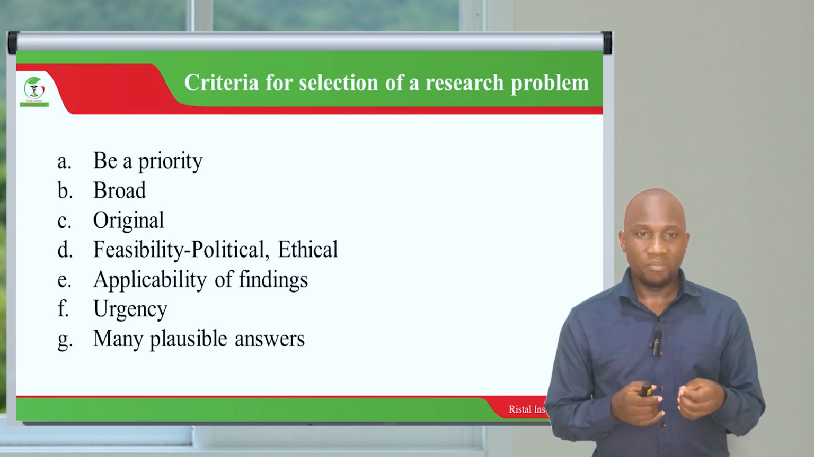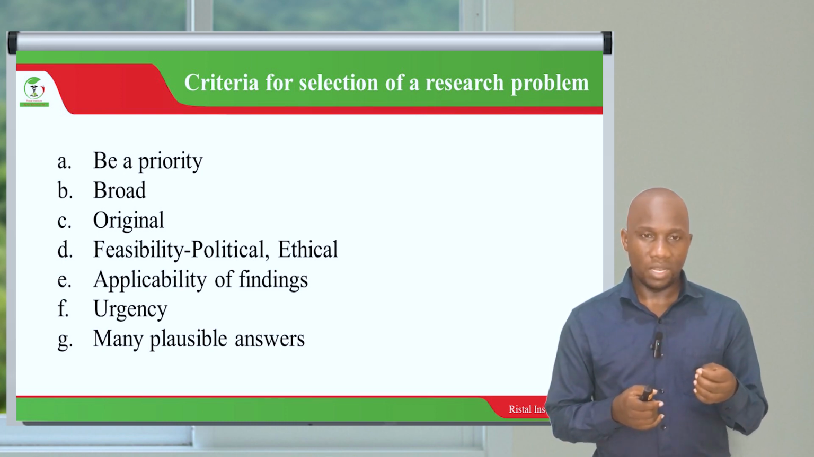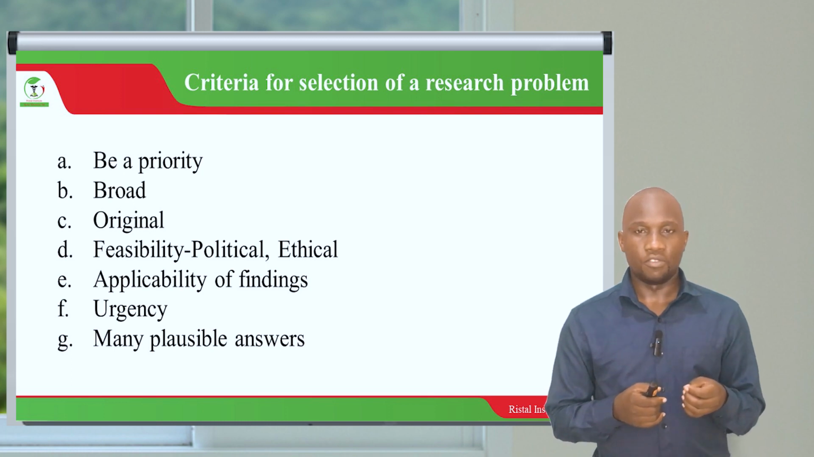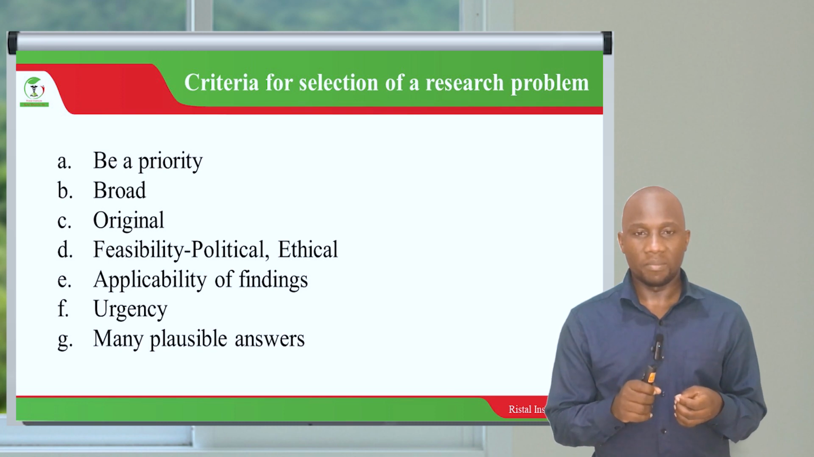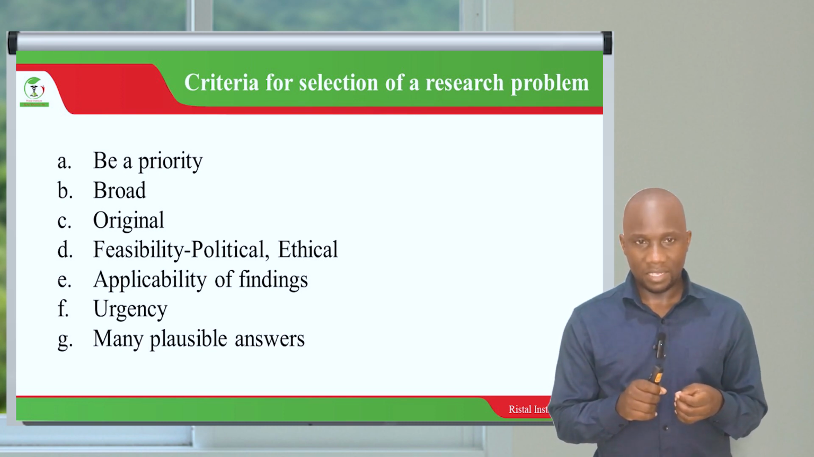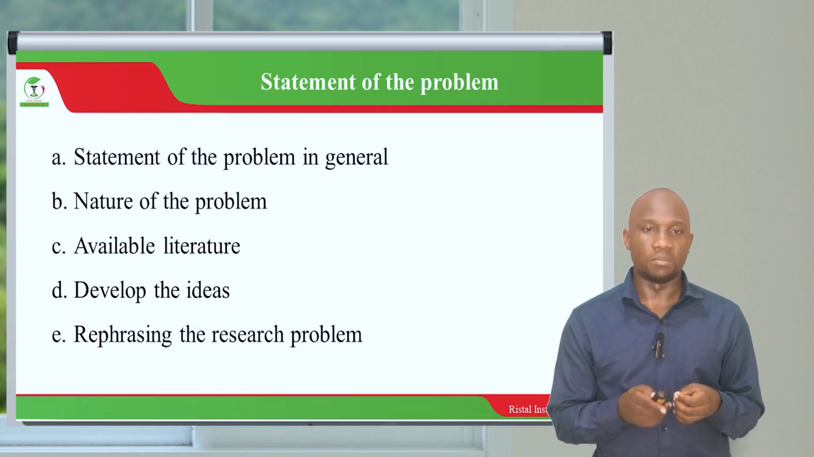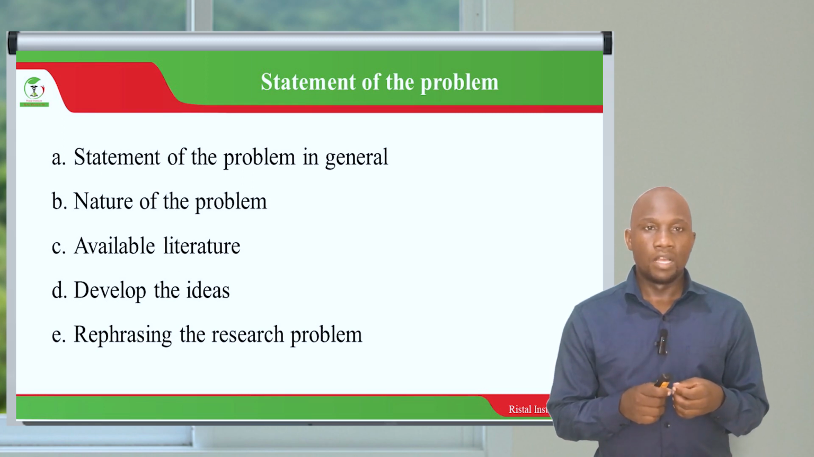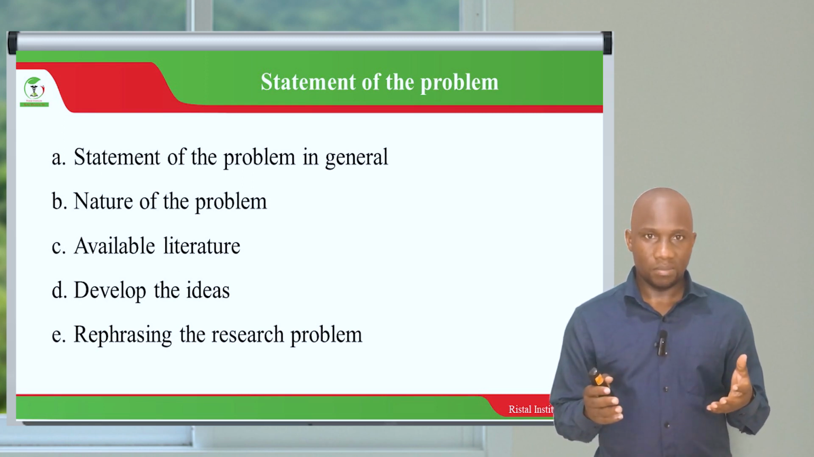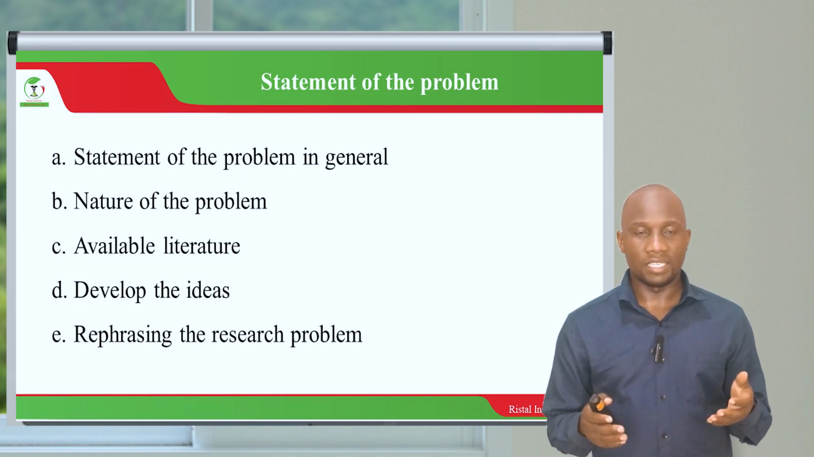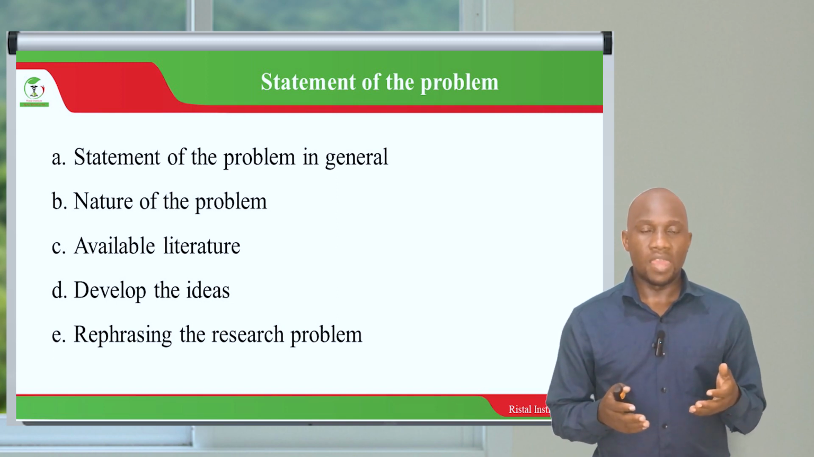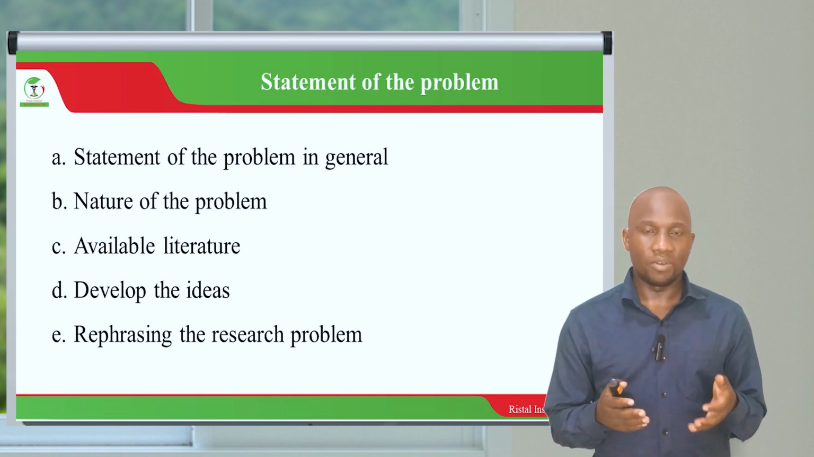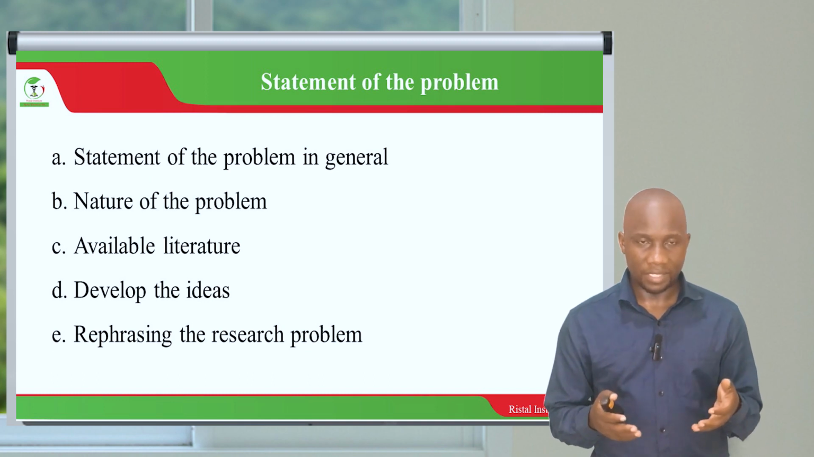A good research problem should be one that does not have only one answer. If you have one possible answer for a research problem, then that is not a research problem. So when you get this research problem, you need to put it in writing clearly such that it can be understood. And we use the statement of the problem to address that.